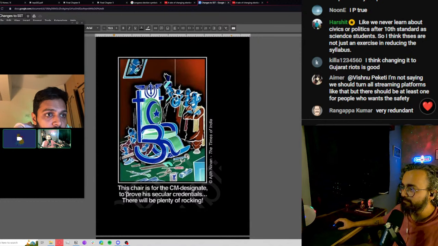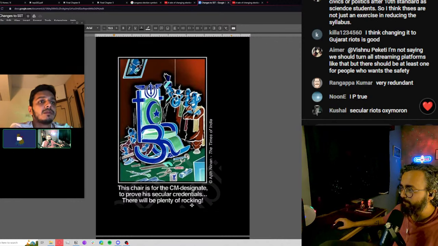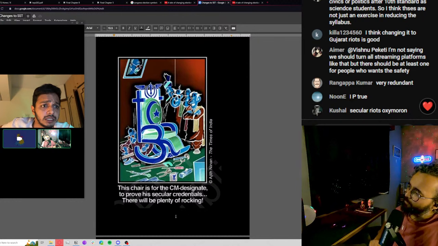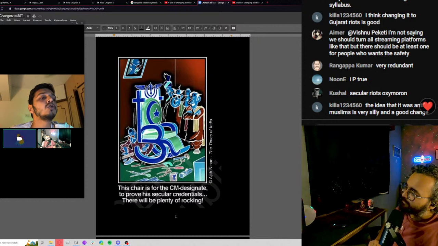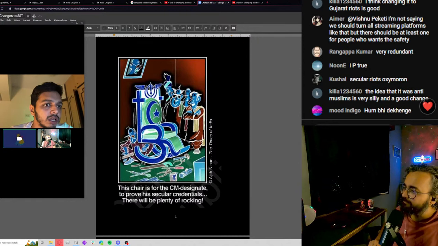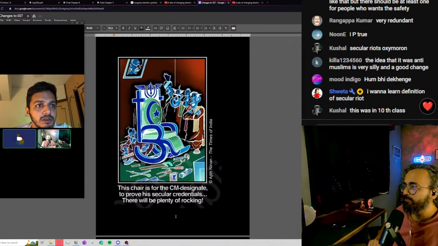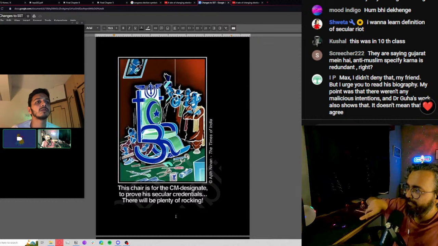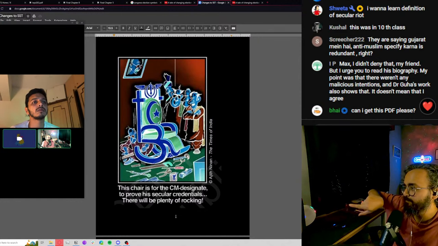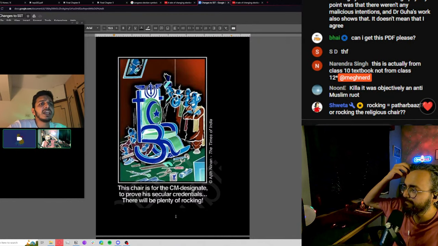So there is a cartoon which says, this chair is for the CM designate to prove his secular credentials. There will be plenty of rocking. You know, this feels like something they would use as an insult for anyone who is not hateful and doesn't adhere to Hindutva ideology. But look at the image. What do you see? There is a Gandhi photo upar. There are some tools niche lying around, and the religious symbols make up the rocking chair. I'm guessing it's a rocking chair? Rocking chair mostly. What is so wrong with this?